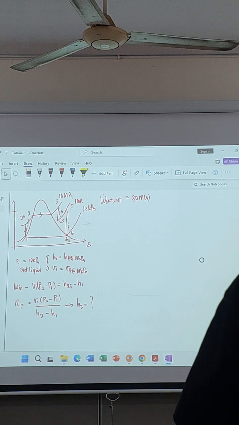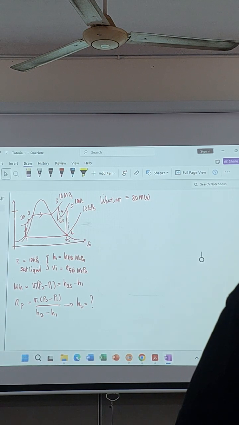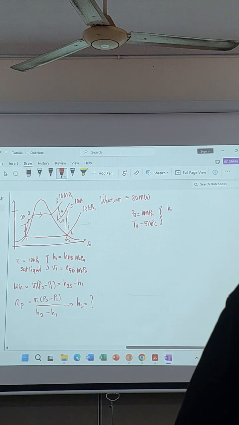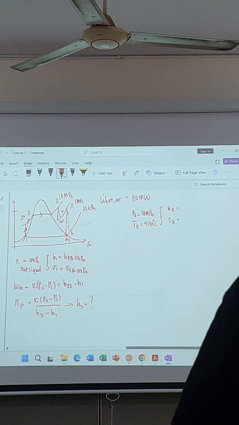So now we move on to the other side. For the other side, we know that P3 is 10 megapascal and T3 is 500 degrees Celsius. So from here, you can get H3. You can also get S3.